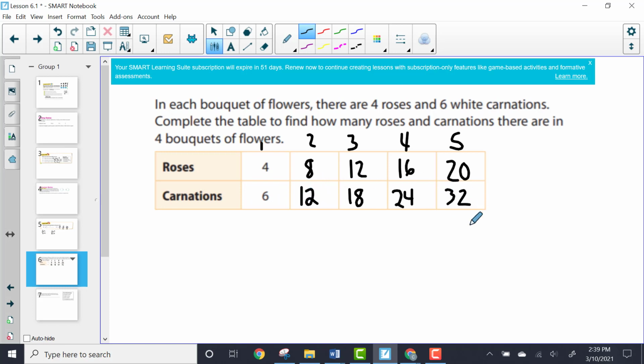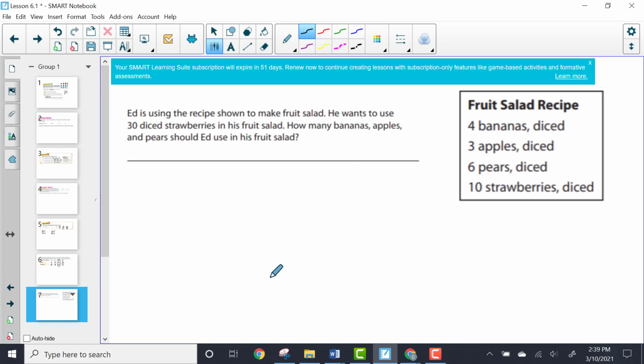And what we can see here, they're not asking for the 5th one, they're asking for the 4th one, so watch out for that. So we have a total of 16 roses and 24 carnations in 4 bouquets of flowers. So make sure you write that down on page 153. And now the final one we're going to look at is number 14.